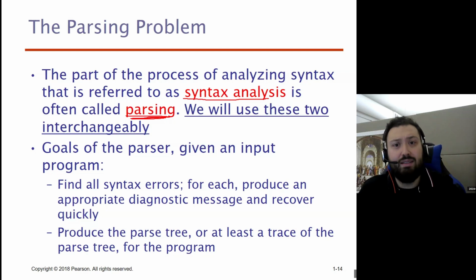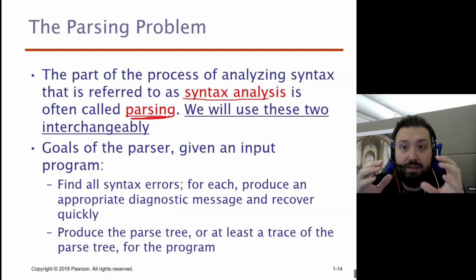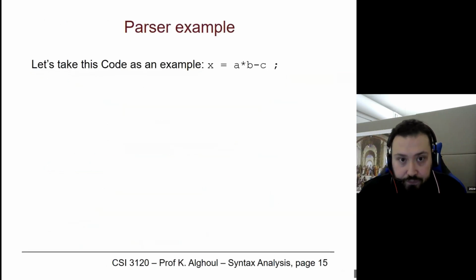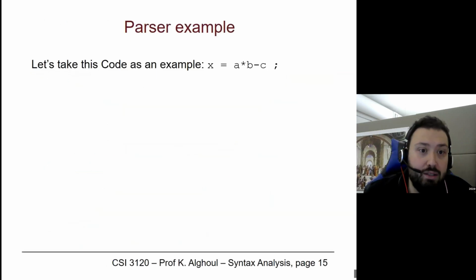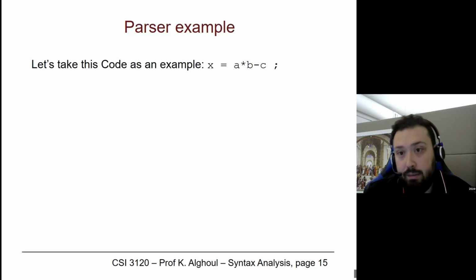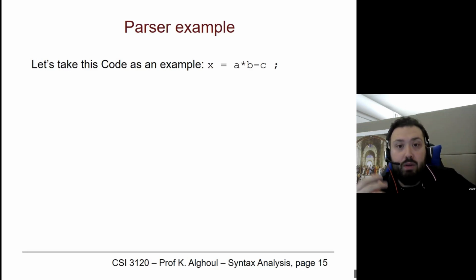Let's take an actual example to understand this concept better. We'll take a parse example from scratch. We want to take this code as an example: x = a * b - c. So what's going to happen? The first thing, the lexical analyzer is going to output what?